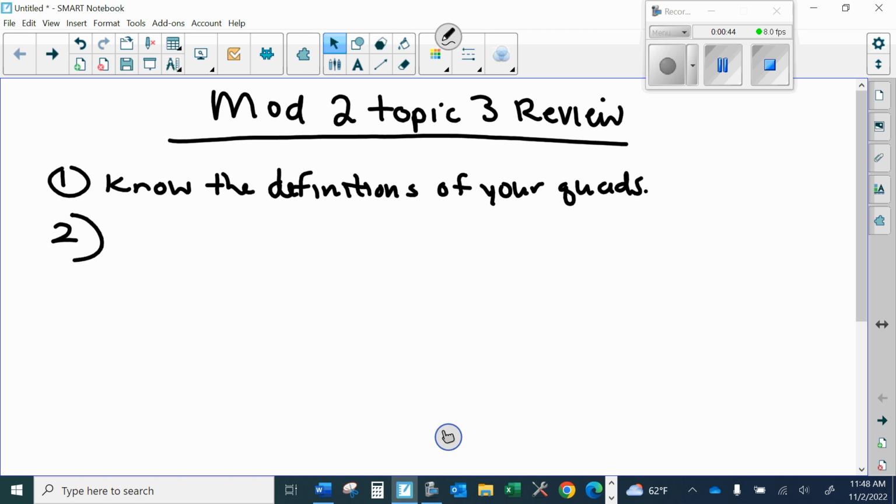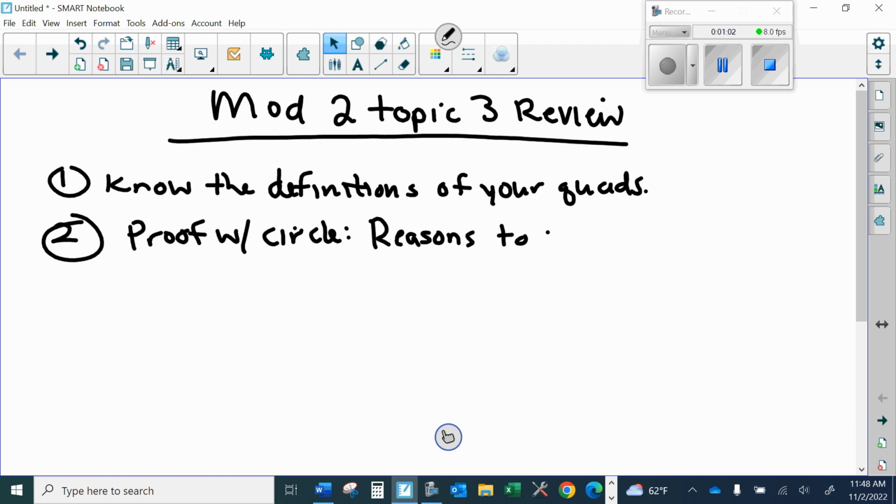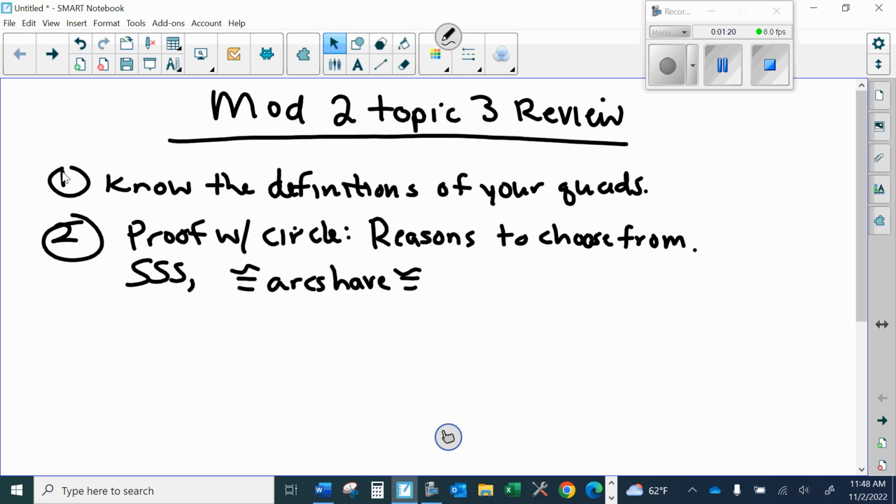Number two, you have a proof with a circle. Okay, here's going to be your reasons or your justifications that you can select from. Okay, so we have SSS, congruent arcs have congruent central angles.